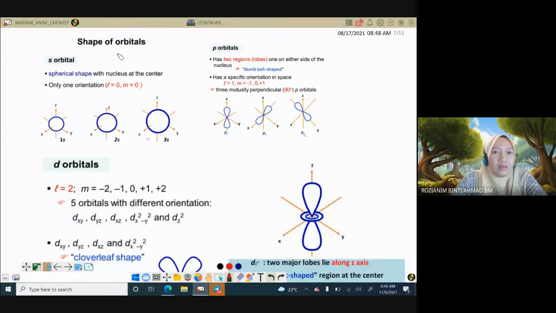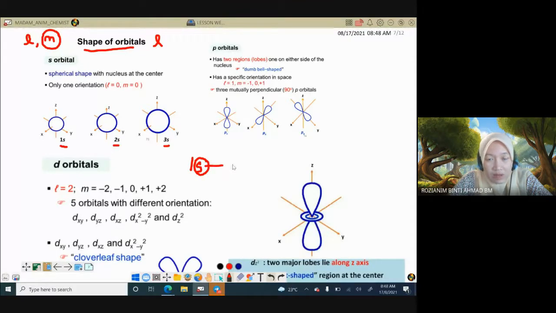Okay, now I show you how we draw according to the value of m. This is the relationship between l and m. The shape of the orbital is l. The orientation in space and the total of the orbital is m. If you look at this diagram on page 27, we label the 1s orbital, 2s orbital, 3s orbital. What does it mean? The 1s orbital refers to the s orbital. This is the value of l. The 1 is the value of n.